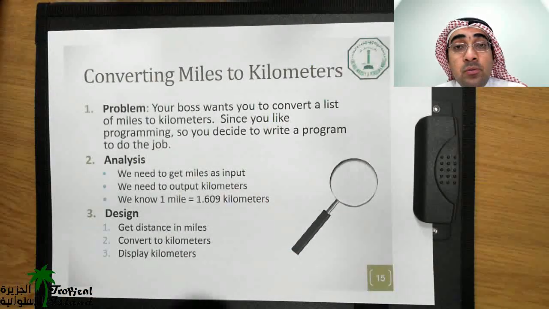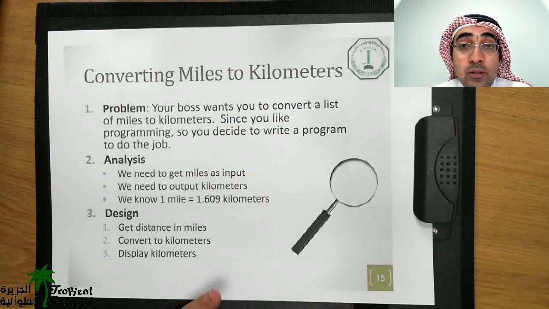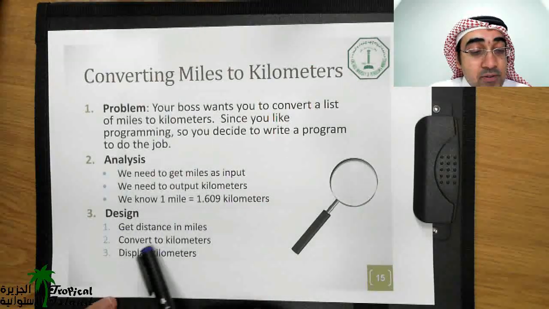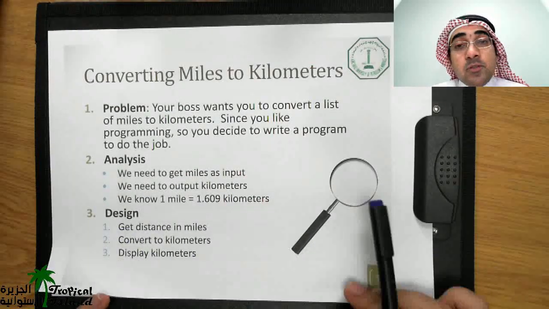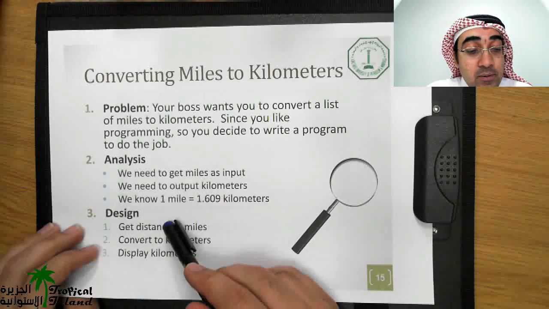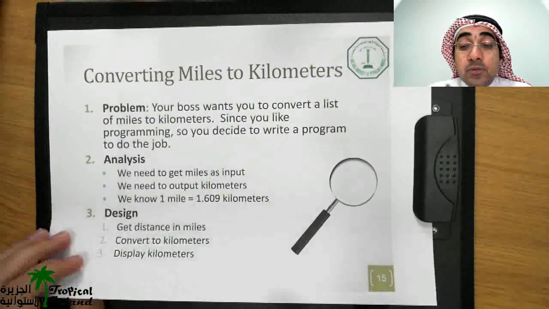Then we design. What do we do? We say get the input from the user in miles, so get the distance in miles, convert it to kilometers, and display the kilometers. You see, the algorithm is a step-by-step procedure going from miles to kilometers.